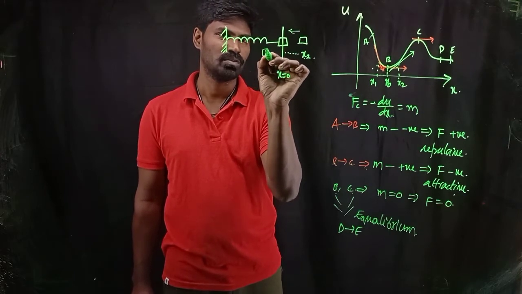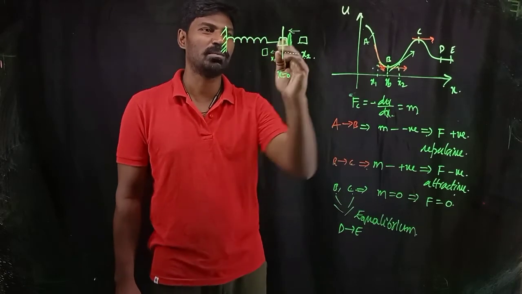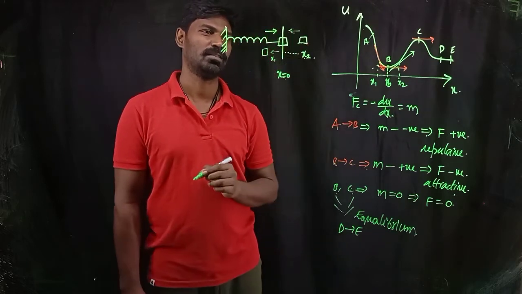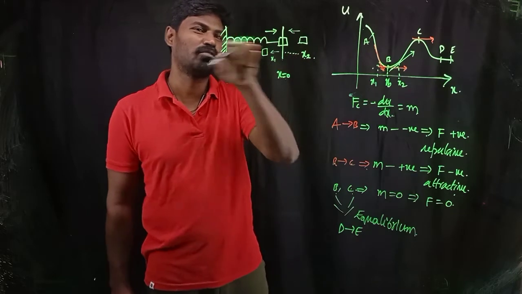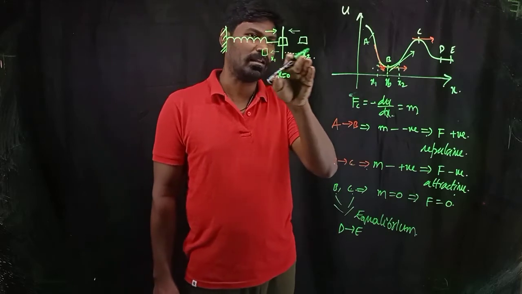Next, if you move it slightly from the mean position to the left, somewhat like this, to this position, through a distance, let me call it x1. So when you move it, as you keep on compressing the spring, what happens? Spring will apply a force to the right direction. Am I right? So in this interval, x equal to 0 to x1, the nature of force is repulsive.